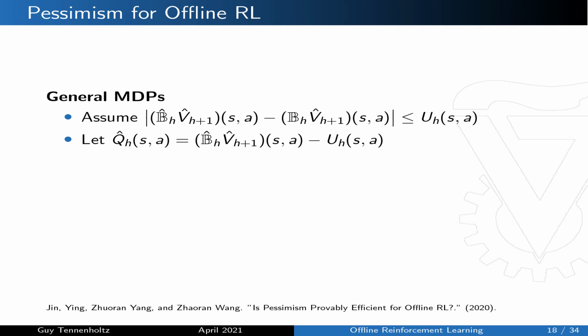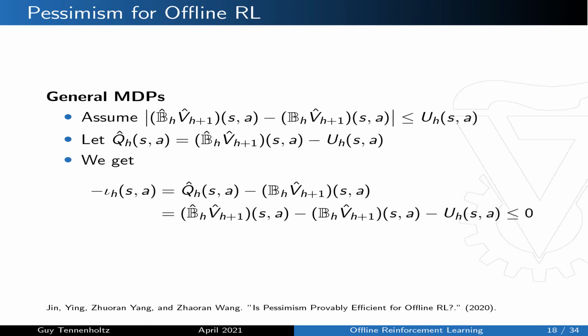If we have this, then we could write a different estimator for the Q function. Usually the estimator for a Q function would be just applying this Bellman operator over the estimated value function. But here we're going to subtract. We're going to be pessimistic. We're going to say, no, the true Q function can't be this large. We're going to subtract this U that we have, this bound that we have over the error on our Bellman operator.